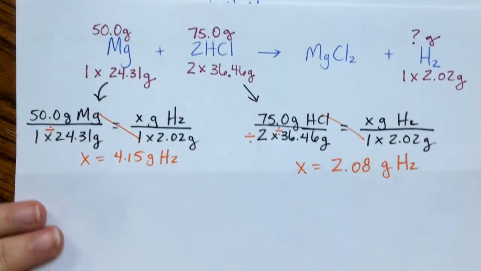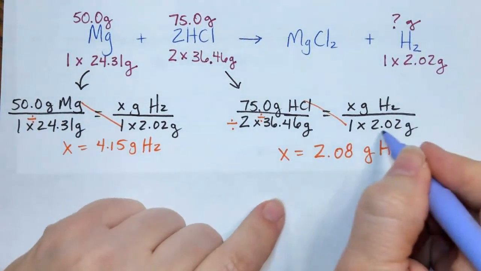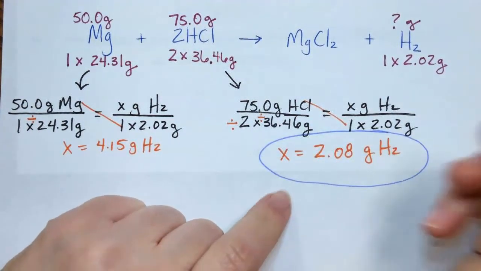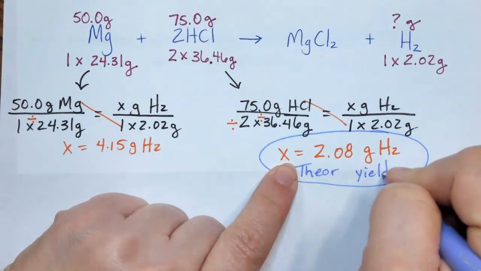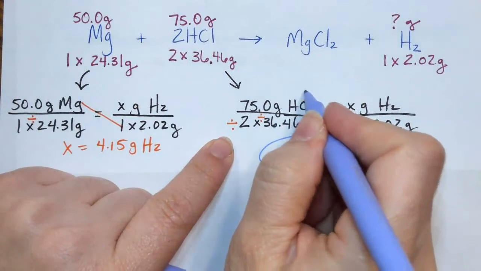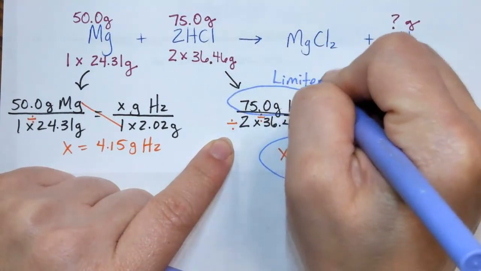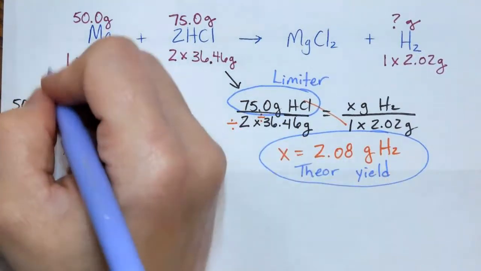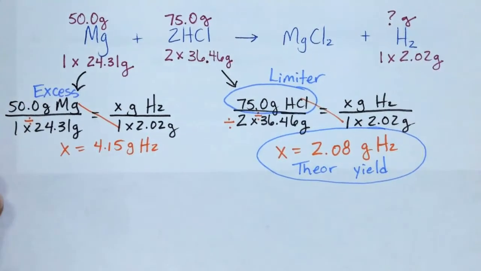And so you've gotten two answers. Only one can be the true, real answer, and of course it's the smaller of the two. So this is going to be the correct answer. This is my theoretical yield. And for the record, that means that this that I used to get it is my limiting reactant, which means that this one over here is the excess reactant.